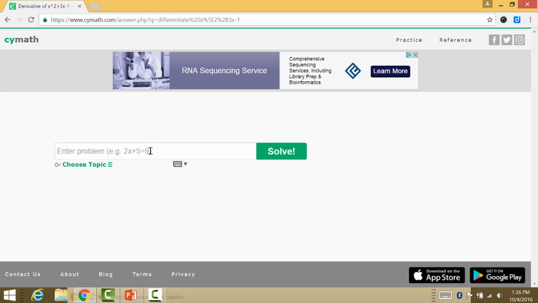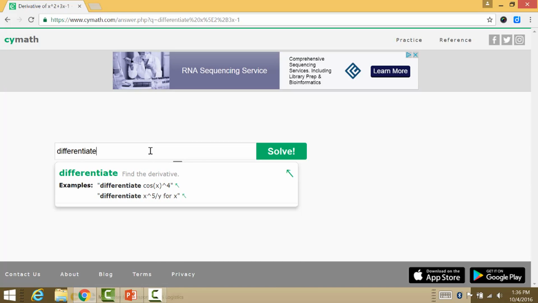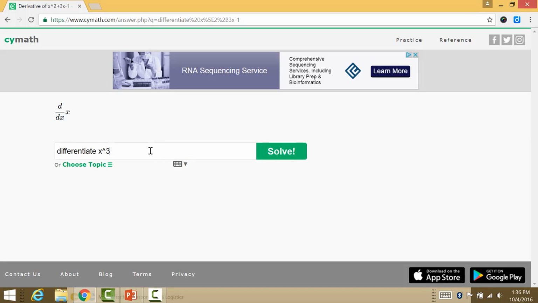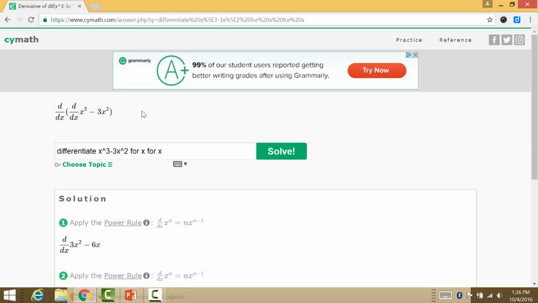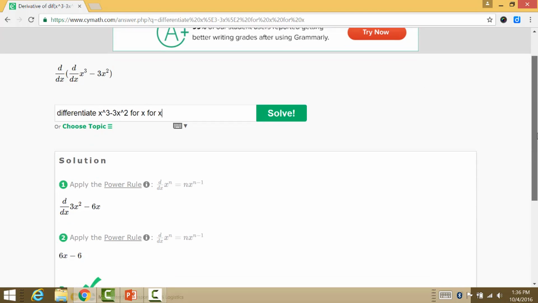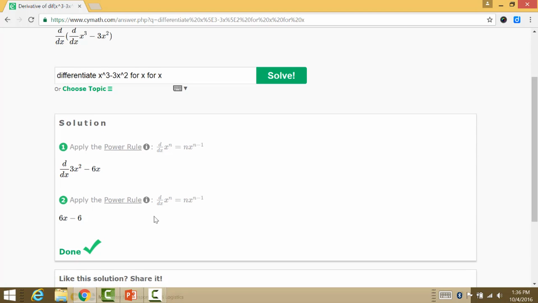In SciMath, we're going to type differentiate, and then we're going to type x cubed minus 3x squared. And then we're going to specify for x for x. And we're going to hit solve. Now you can see up at the top it did interpret our input correctly. So we are calculating x cubed minus 3x squared, and we're taking the second derivative of that. At first we apply the power rule, and then we apply the power rule again for an answer of 6x minus 6.